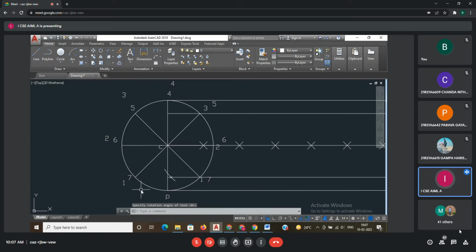Now, where is the first line? First line is this one. Okay, first line is this one. Where is the first point? First point is here. It will cut the first line. Then C2, where will be the second line? Here somewhere. It will cut the second line.